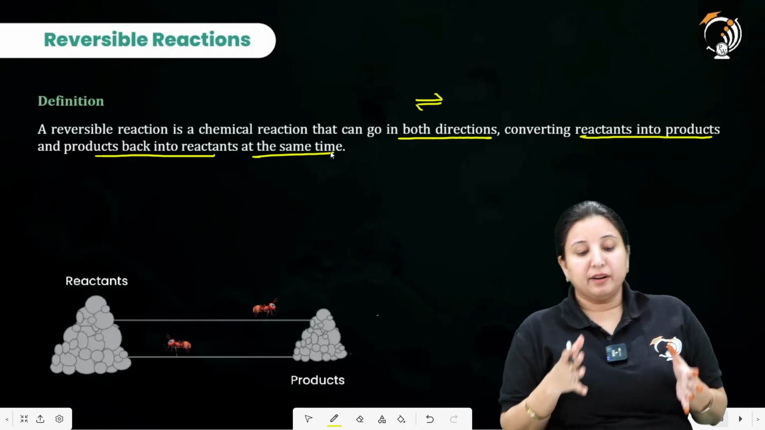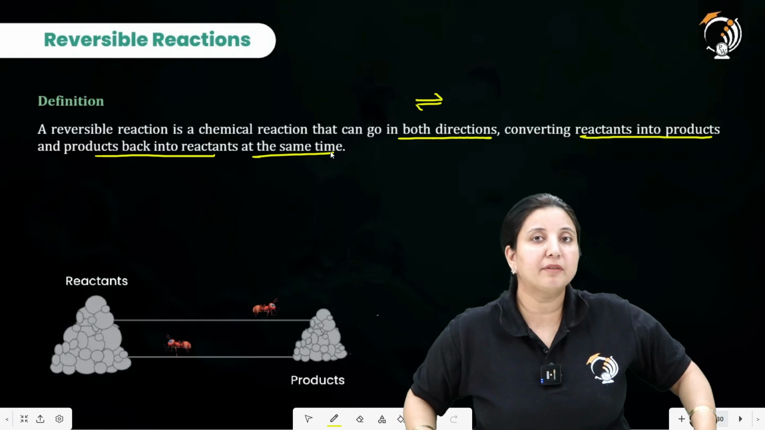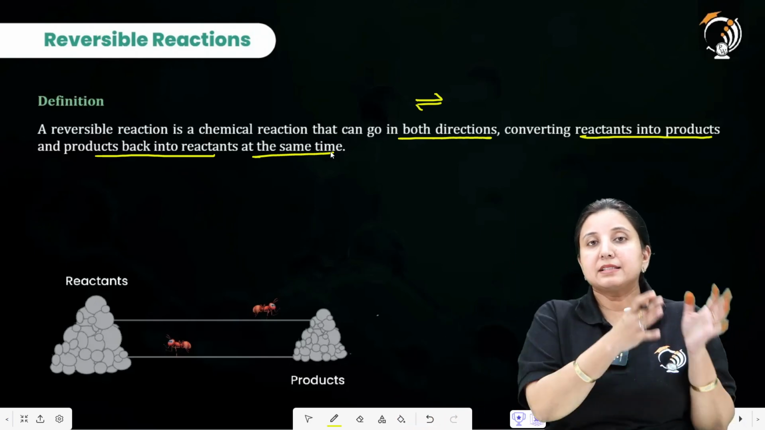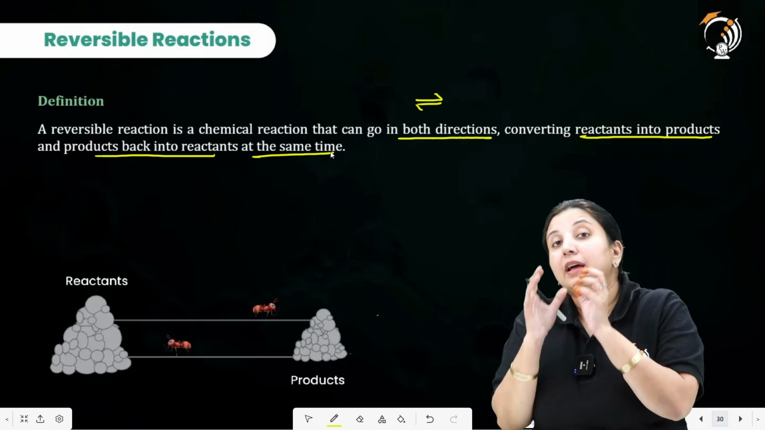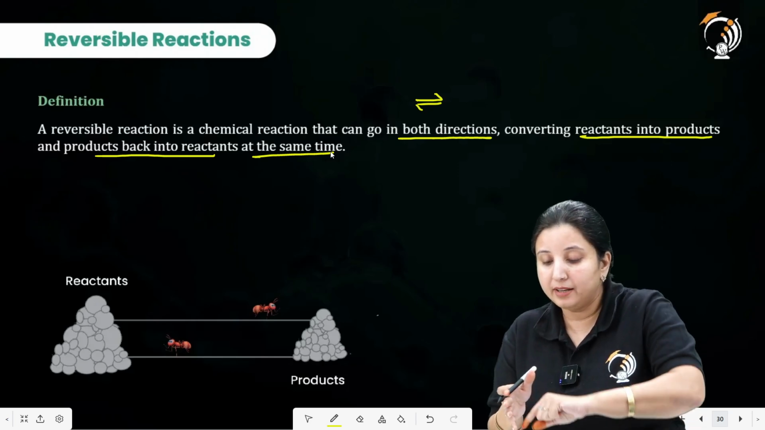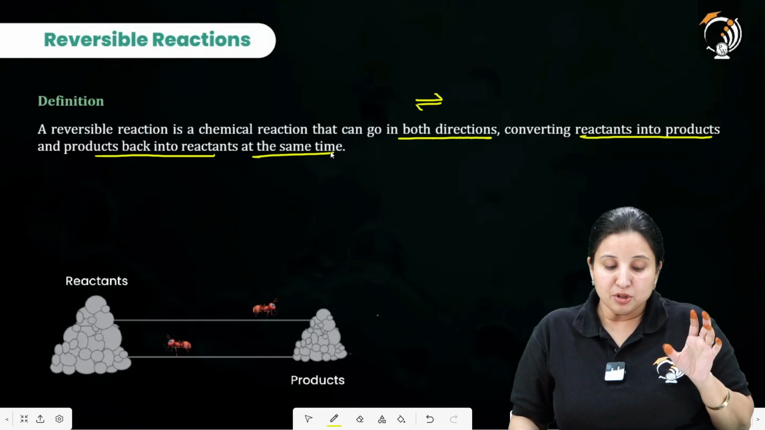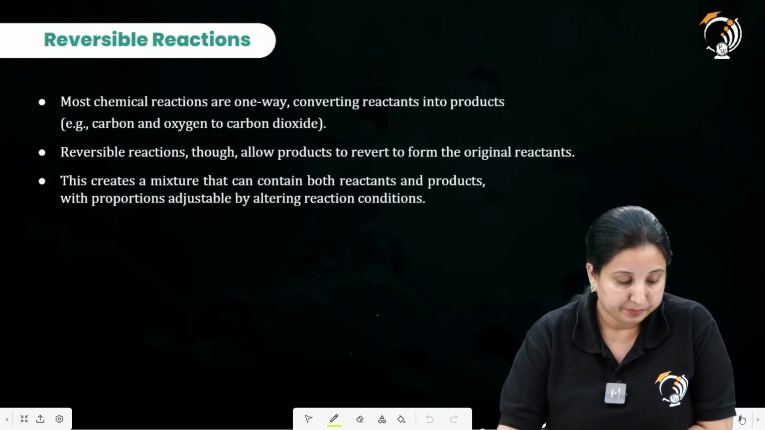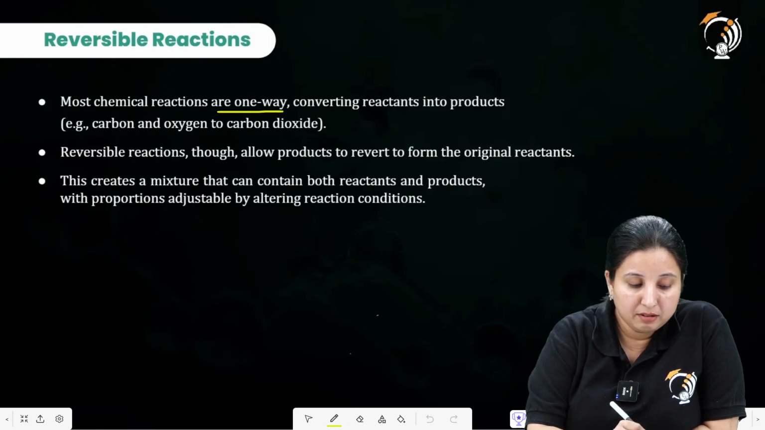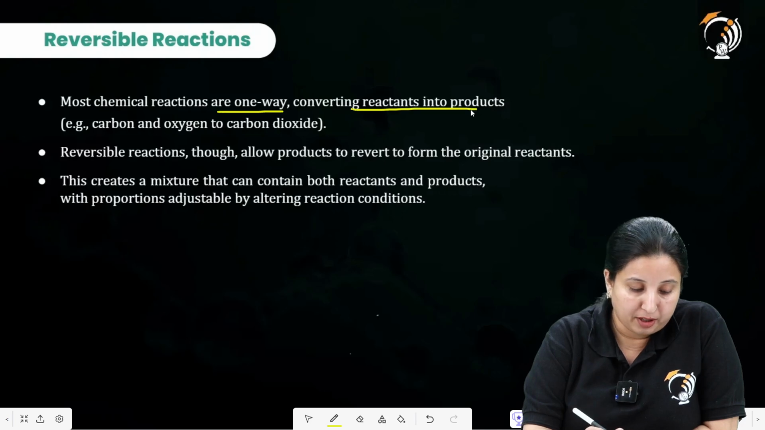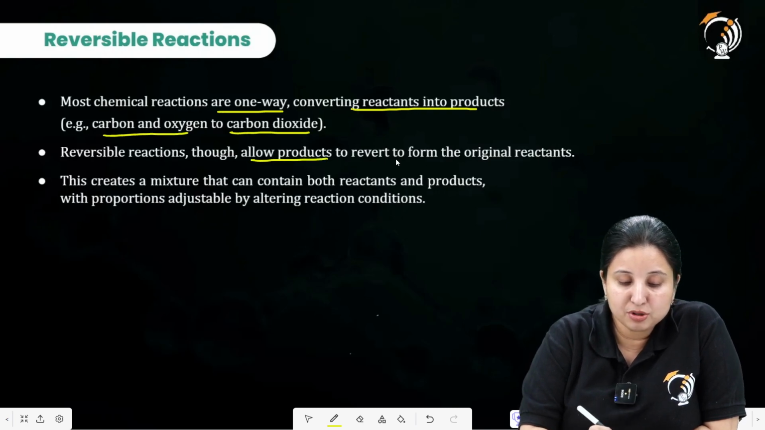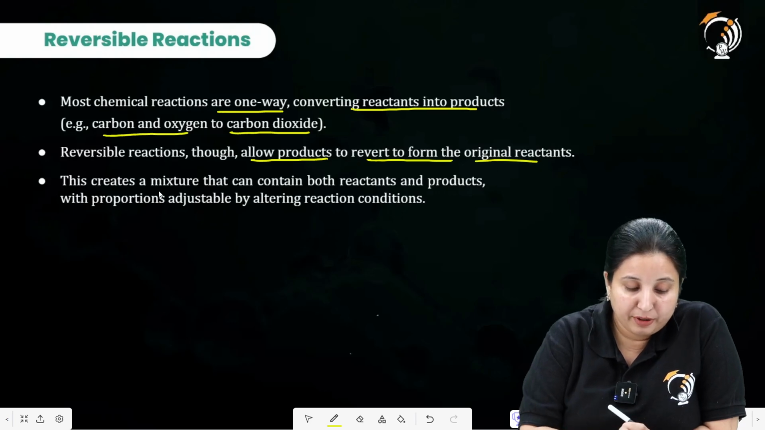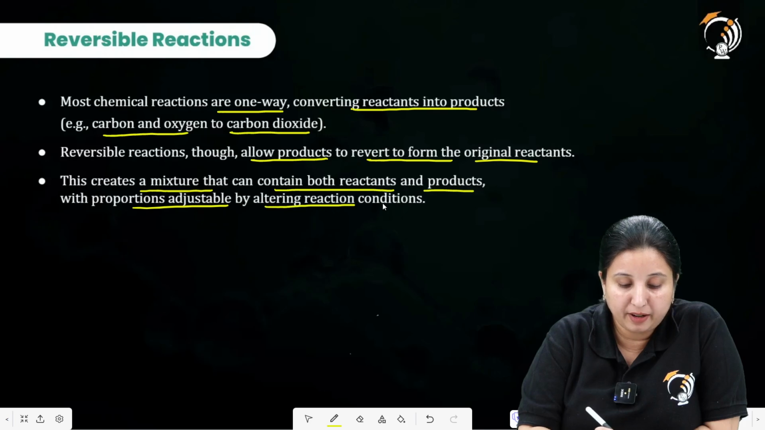In the case of a reversible reaction, when your reactants combine and convert into a product, as soon as the product is made, it starts converting into a reactant again. For such reactions, we say they are reversible reactions. Most chemical reactions are one way, converting reactants into products, for example carbon and oxygen forming carbon dioxide. Reversible reactions, though, allow products to revert to the original reactants, and this creates a mixture that can contain both reactants and products, with proportions adjustable by altering reaction conditions.